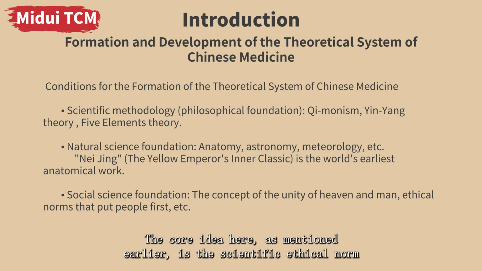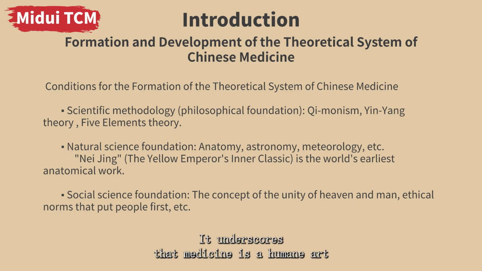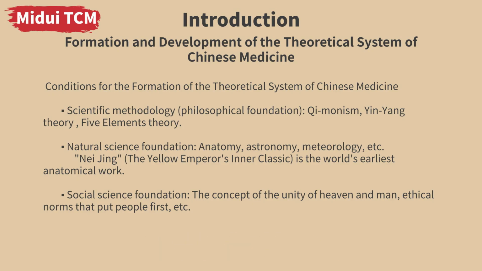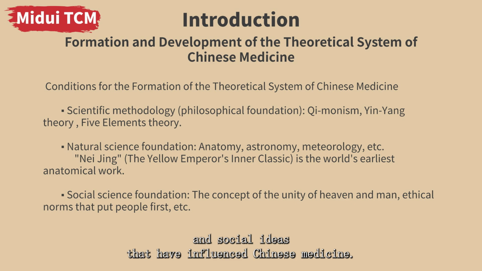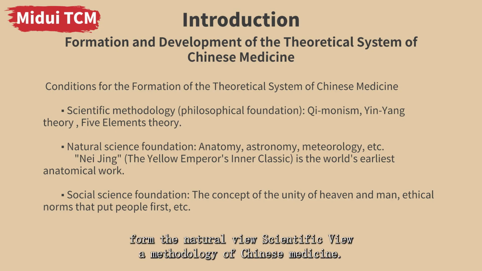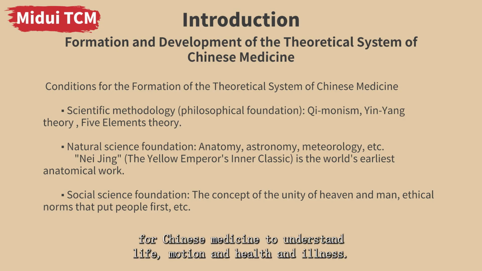The core idea here, as mentioned earlier, is the scientific ethical norm that Chinese medicine emphasizes people orientation. It underscores that medicine is a humane art, and physicians must care for others and disregard fame and wealth. This thought originates from traditional Chinese cultural and social ideas that have influenced Chinese medicine. The aforementioned Yin Yang and 5 elements form the natural view, scientific view, and methodology of Chinese medicine. Natural sciences provide a biological basis for Chinese medicine to understand life, motion, and health and illness.